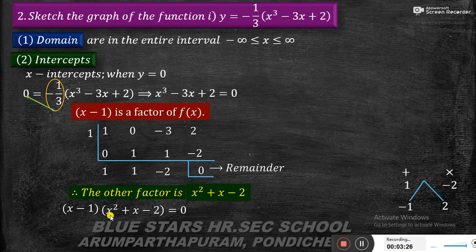The next step, now we factorize this x square plus x minus 2. So the coefficient of x is 1 and the constant is minus 2. That means we choose two numbers: minus 1 into 2 is minus 2. We add these two numbers, we get the answer plus 1. You see, minus 1 into 2 is minus 2, and adding these two numbers gives plus 1. Therefore we factorize it as x minus 1 into x plus 2 equal to 0.